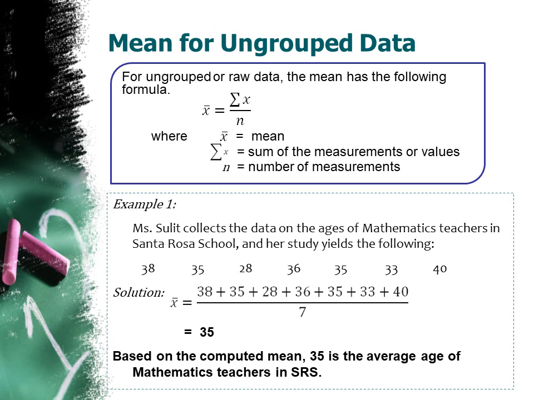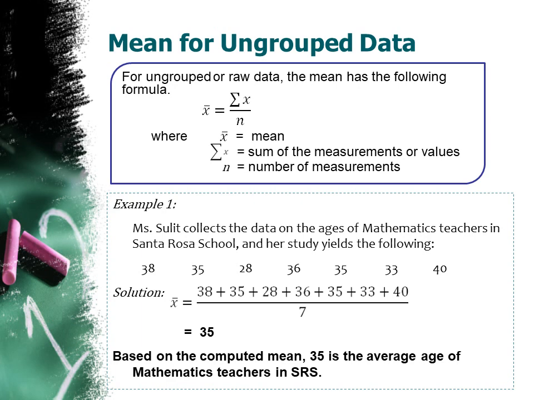Example, Ms. Sulit collects the data on the ages of mathematics teachers in Santa Rosa School, and her study yields the following. We have 38, 35, 28, 36, 35, 33, and 40. Since we are dealing with ungrouped data, so it's easy to solve this one. You just add all those numbers that I have mentioned, divide it by 7, since there are 7 ages in that particular data set, then you will get the answer 35.